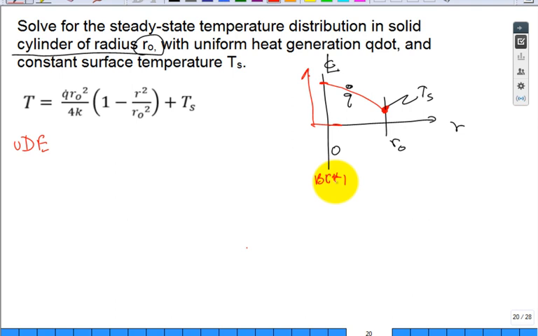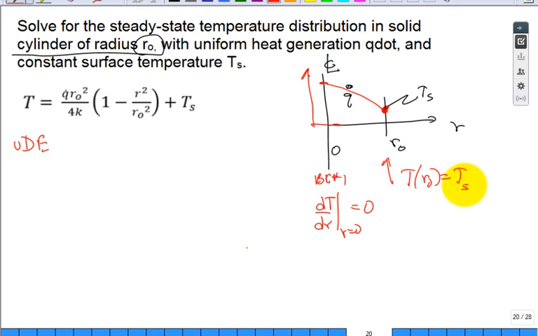Go back to your math class. They probably spent the whole lecture on that. But you get that the derivative of the temperature with respect to R at R equal to zero is zero. It can't be anything else. I mean, think about revolving theta around. It would be contradictory. It's flat. And then the next one is T at R naught is equal to TS. Those are my two boundary conditions.